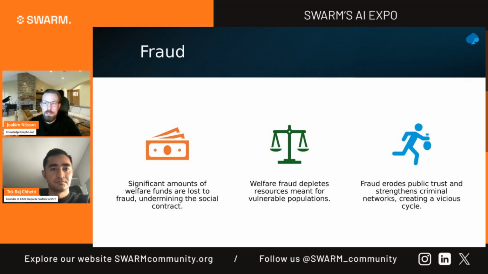Today, significant amounts of money intended for the welfare system are lost to welfare fraud, undermining the social contract that binds society together. Welfare fraud drains resources from the most vulnerable, erodes public trust, and strengthens criminal networks, creating a vicious cycle. Authorities are working to combat these issues, but traditional tools struggle with fragmented data and often focus on isolated data points rather than complex, evolving patterns of fraud.